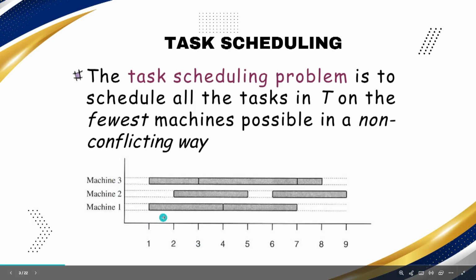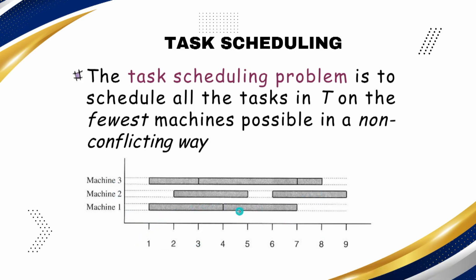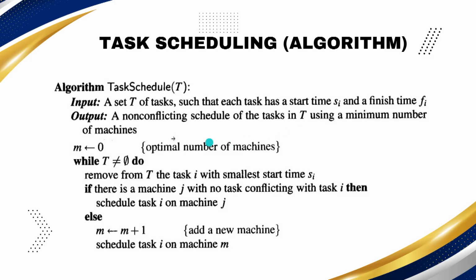Here you could see that we have different time periods, and we have used 3 different machines, and we have some 6 or 7 tasks scheduled onto 3 different machines at different time periods. So, our problem is how we actually schedule these tasks onto different machines. For solving this kind of problem, we use a greedy approach to problem solving. We call this algorithm the task scheduling algorithm.